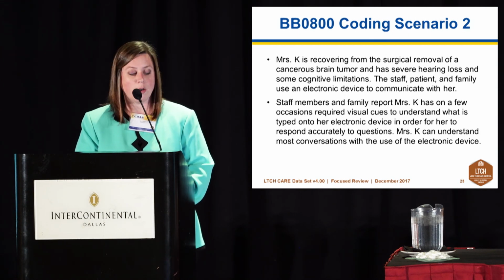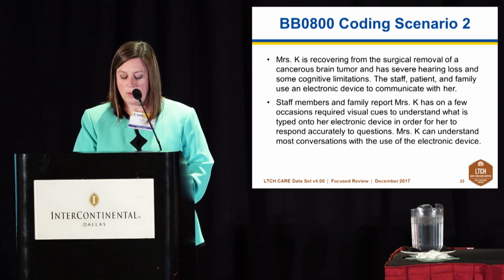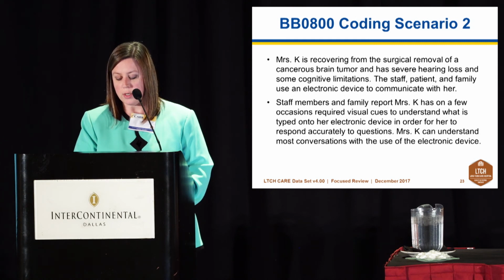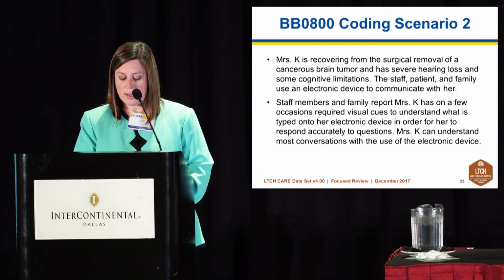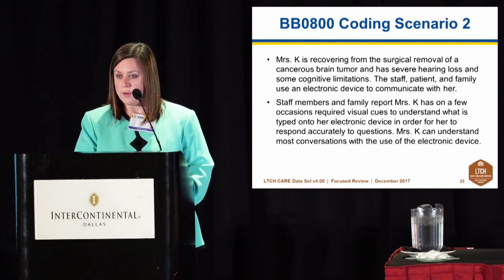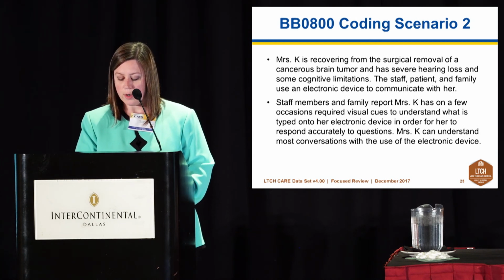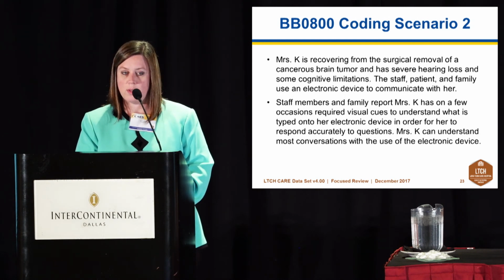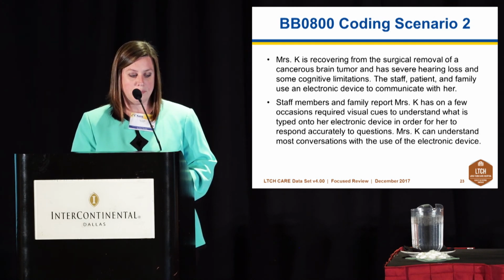Okay, and here's another coding scenario for BB0800. Mrs. K is recovering from the surgical removal of a cancerous brain tumor and has severe hearing loss and some cognitive limitations. The staff, patient, and family use an electronic device to communicate with her. Staff members and family report that Mrs. K, on a few occasions, required visual cues to understand what is typed into her electronic device in order for her to respond accurately to questions. Mrs. K can understand most conversations with the use of her electronic device. How would you code BB0800?